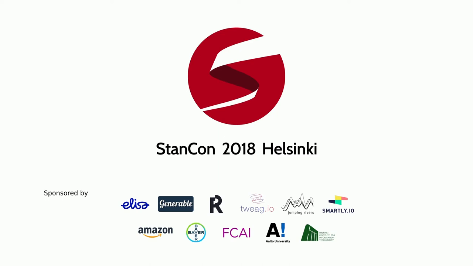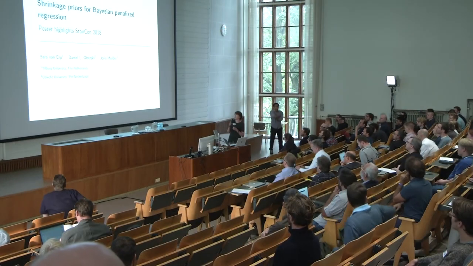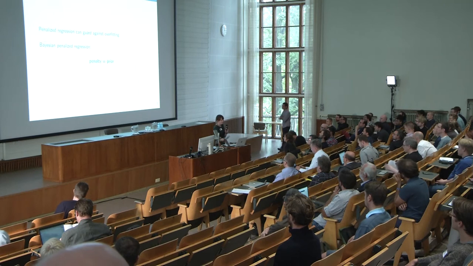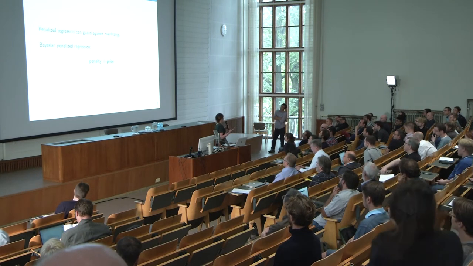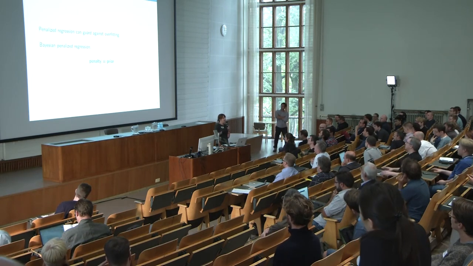I'll tell you something about the poster I have upstairs, which is all about shrinkage priors for Bayesian penalized regression. Most of you are familiar with the idea of penalized regression. It is a very useful technique to guard against overfitting. You can do penalized regression either in a classical framework by adding a penalty term to your minimization problem, or in a Bayesian framework, where your prior distribution serves as your penalty function. So in Bayesian penalized regression, you specify a shrinkage prior.